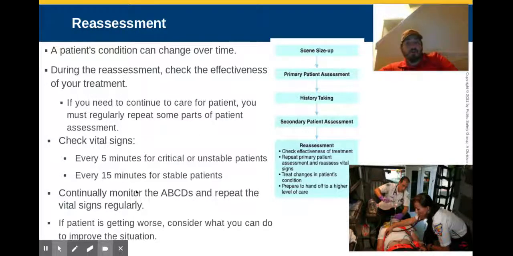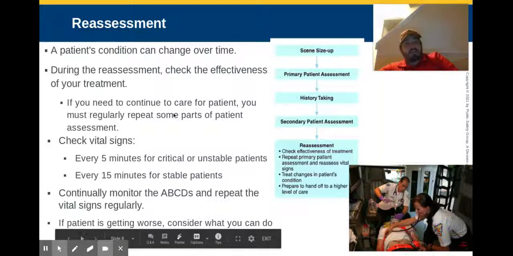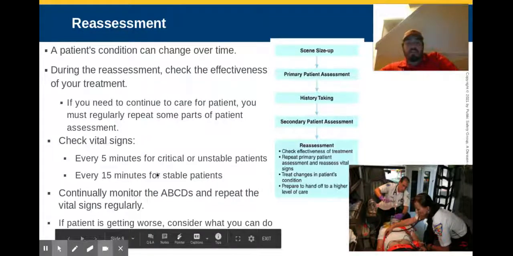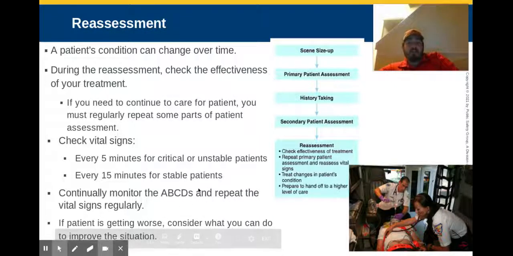You're going to repeat some parts of the assessment. So basically, you start over and you're going to check your ABCDs again. How's their airway? How's their breathing? How's their circulation? Then you're going to go back and do your secondary assessment. Basically, you go back to the beginning and start all over. And again, we already said to check vital signs every 5 for unstable, 10 to 15 for stable. With that part of the reassessment, you're basically doing your patient assessment all over. Go back to your ABCDs and primary assessment, looking for those life threats, and then monitor the vital signs.